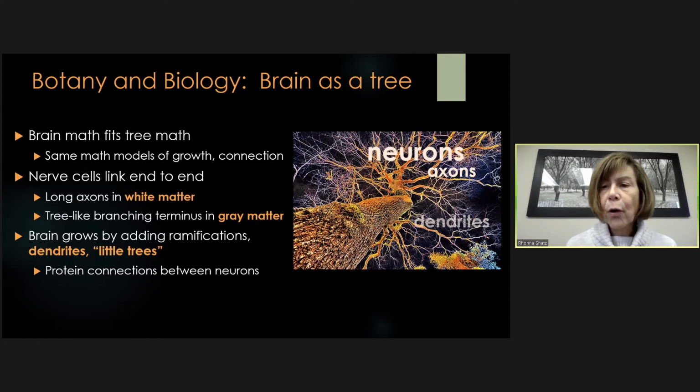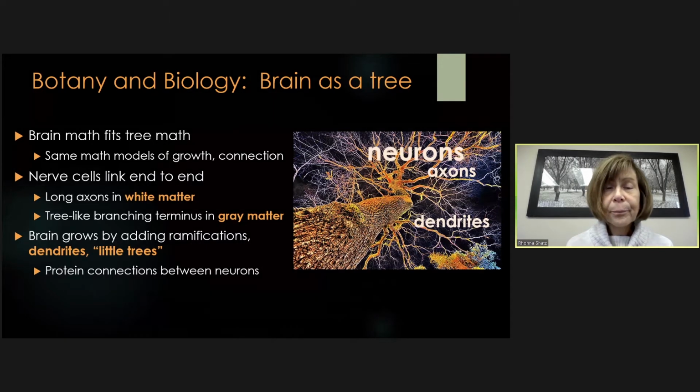And the brain grows by adding more ramifications. These are the dendrites, or little trees. These are protein connections between different neurons. And this is the essence of what we're going to be focused on in terms of what happens during cancer-related cognitive impairment and how we can grow more of these dendrites and preserve them.